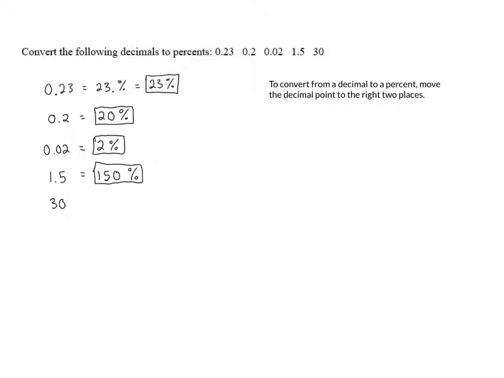We've got one more number here. We've got 30, and we want to convert that to a percent. Now with a whole number, the decimal point is on the right-hand side. If we want to move this to the right 2 places, we're going to need 2 more zeros. So originally the decimal point was after the 30. When we move it to the right 2 places, that gives us 3,000. And so we end up having 3,000%, which is our final answer.